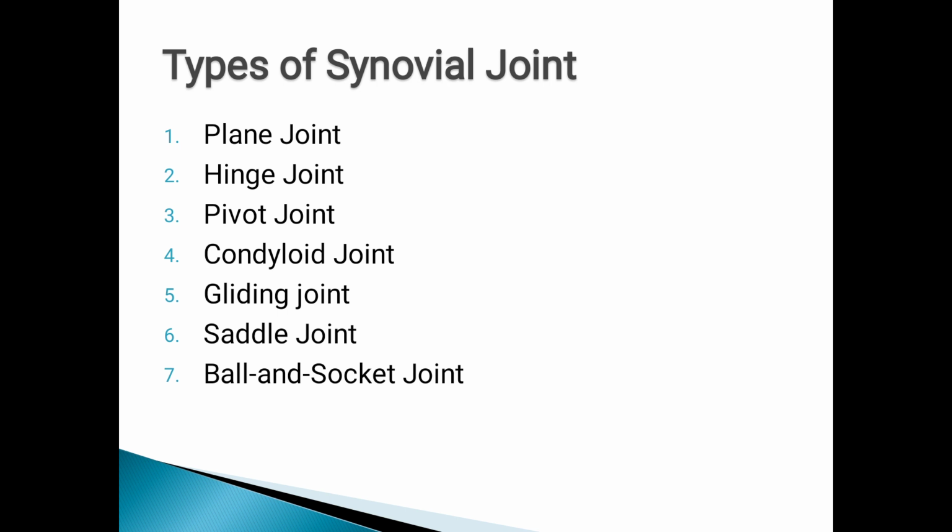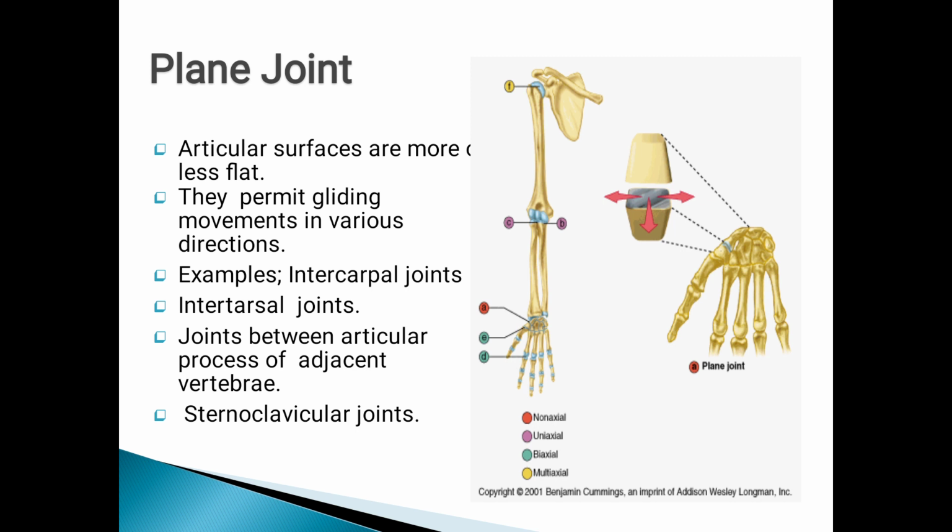Next is type of synovial joint. So we have different types of joint which are moving because of presence of this synovial fluid in them. So first one is a plane joint. As the name indicates, both the surfaces of the bone are plane. Then we have a hinge joint, pivot joint, condyloid joint. Then we have a gliding joint, saddle joint and ball and socket joint. So now we'll see each one in detail.